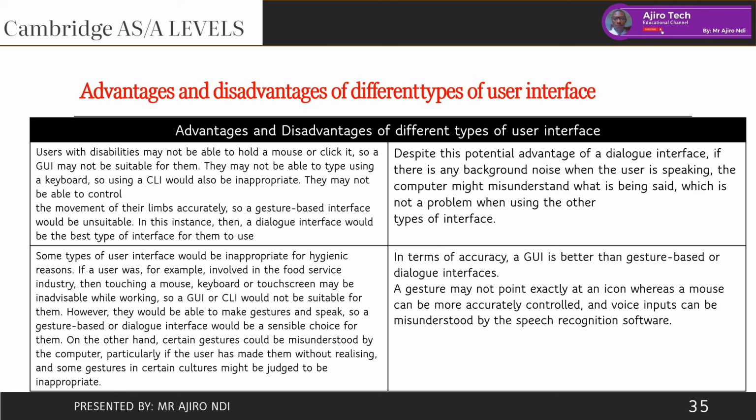Some types of user interface will be inappropriate for hygienic reasons. If a user, for example, is involved in the food service industry, then touching a mouse, a keyboard, a touchpad or a touch screen may be inadvisable while working. So a GUI or CLI will not be suitable for them. However, they might be able to make gestures and speak, so a gesture-based or a dialogue-based interface will be a sensible choice for them.